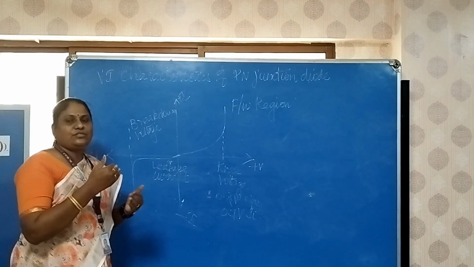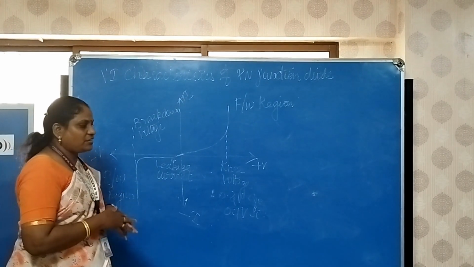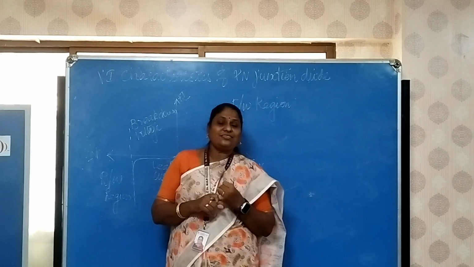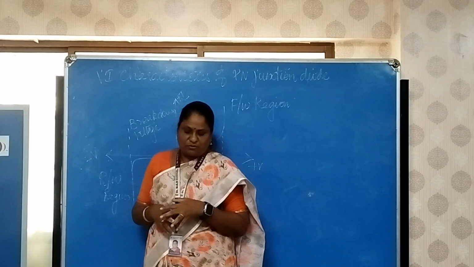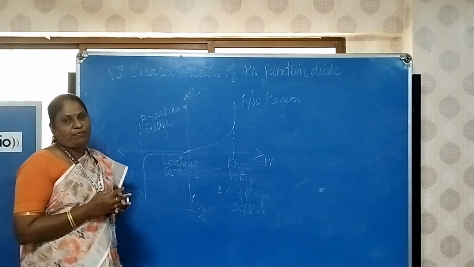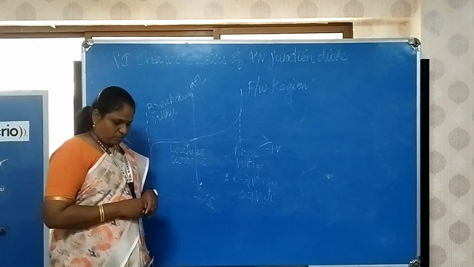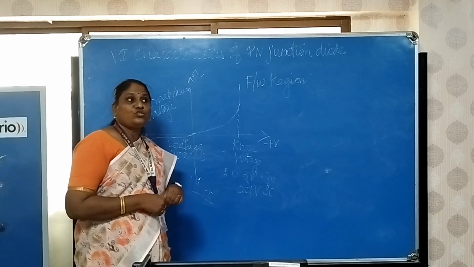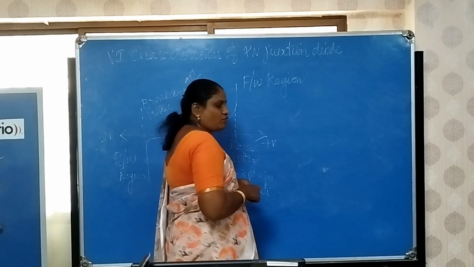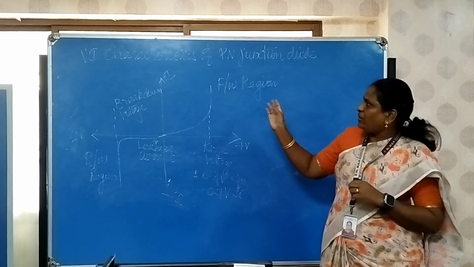So where is it going to be applied? Some of the applications of the PN junction diode are that it acts as a voltage doubler and quadrupler in a voltage multiplier. It also rectifies. It acts as a rectifier, which means it converts AC to DC.